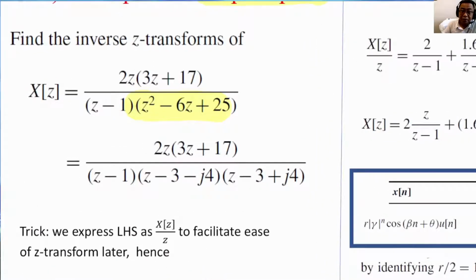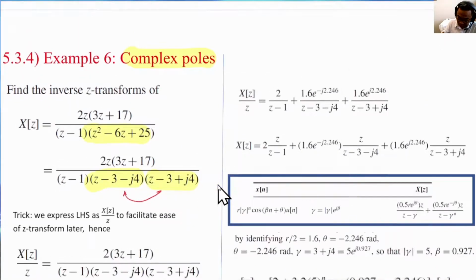It is when we have, let's say, up to second order, and when you factor this quadratic equation, you realize that it has a complex pole. In our case, this factors into a complex conjugate pair. What you realize is that this complex conjugate pair of poles will result in a cosine or a sine. Okay, let's try this example.